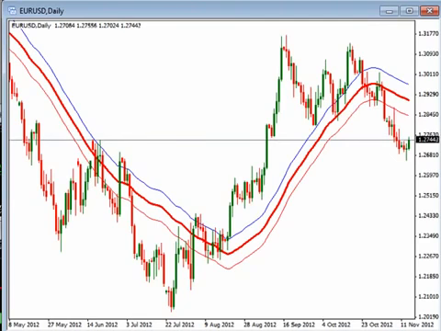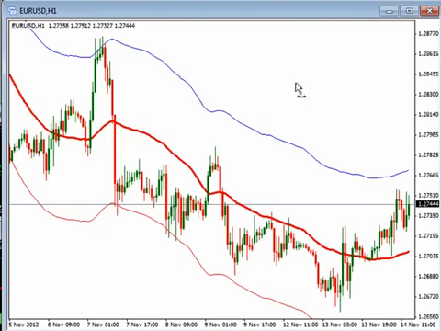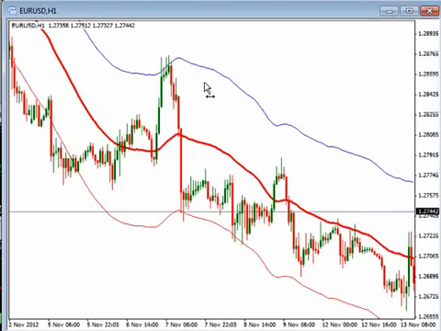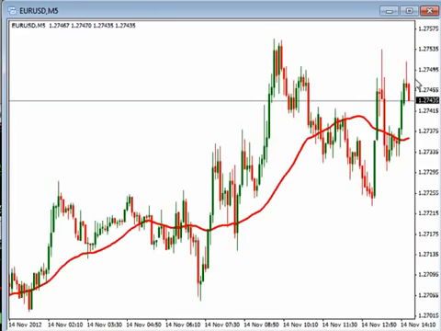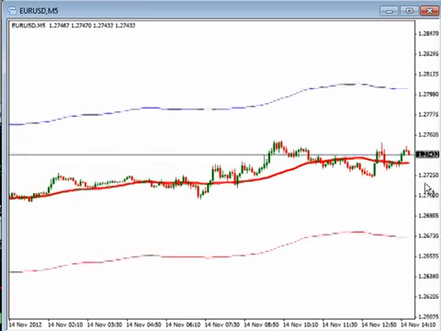Now, I've got this on a daily chart. We could certainly go down to an hourly chart. The difference is that you would need to change the envelopes, because the envelopes will seem a lot wider here. If you go down to the 5 minute, you won't even see it unless you really go out.